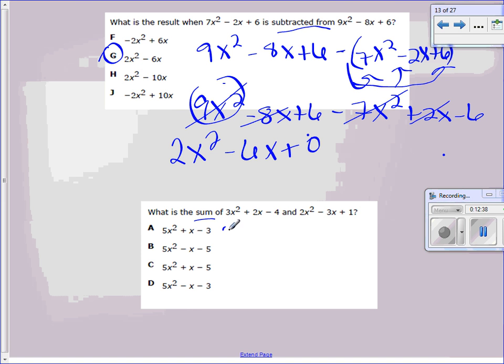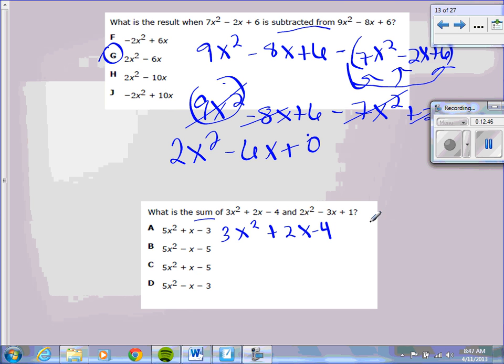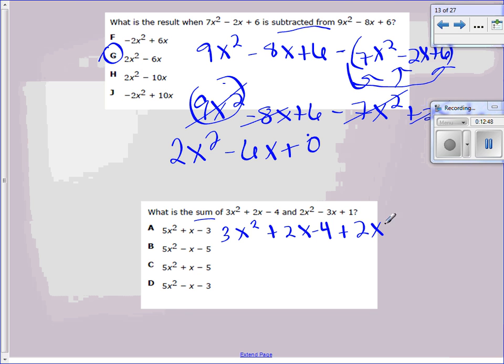Okay, sum means that we're going to add these. So I don't have to write my second equation in parentheses because it is positive. Plus 2x squared minus 3x plus 1. What are my like terms? 3x squared plus 2x squared. Now what's next? Negative 3x, so it's 2 minus 3, negative x. Okay. What's next? Negative 4 and 1. What's negative 4 plus 1? Negative 3. Okay, so what's your answer? Good.